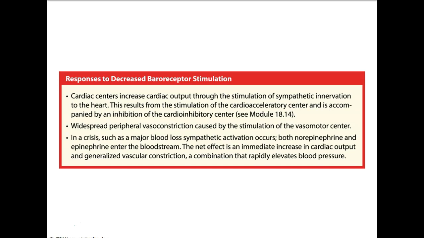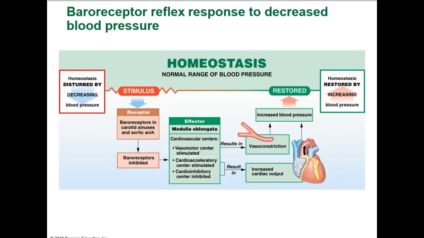Now, if you have decreased baroreceptor stimulation, the cardiac centers will increase cardiac output through the stimulation of the sympathetic innervation to the heart, as we were showing. And that results from stimulation of the cardioacceleratory centers, and again, accompanied by inhibition of the cardioinhibitory centers. You have widespread peripheral vasoconstriction that's caused by stimulation of the vasomotor centers. And if you have a crisis, like major blood loss, the sympathetic activation occurs, norepinephrine and epinephrine kick in, the net effect here, an increase in cardiac output and some generalized vascular constriction. And that will elevate your blood pressure.